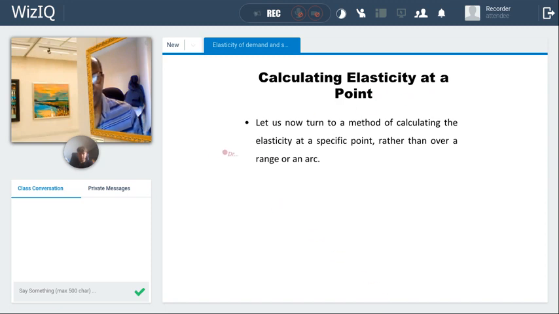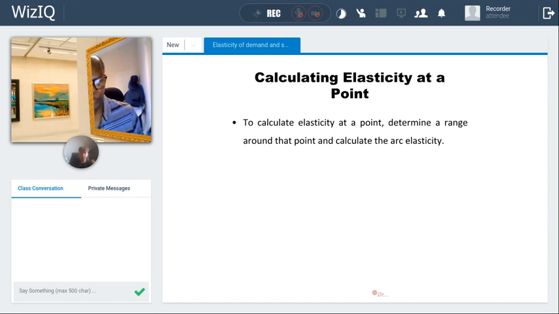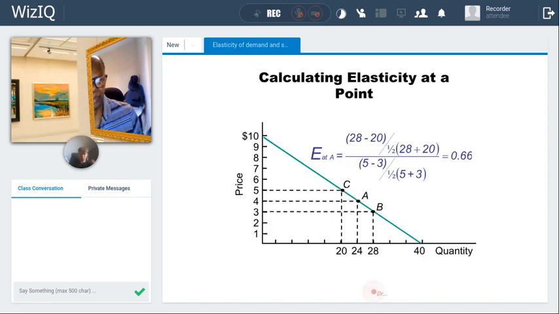So again, calculating the elasticity of supply. Now let us turn to the method of calculating elasticity at a specific point rather than over a range. Let's see what we're going to do here. Now this formula here, do not worry about it. I'm going to remove it when I send it to you.